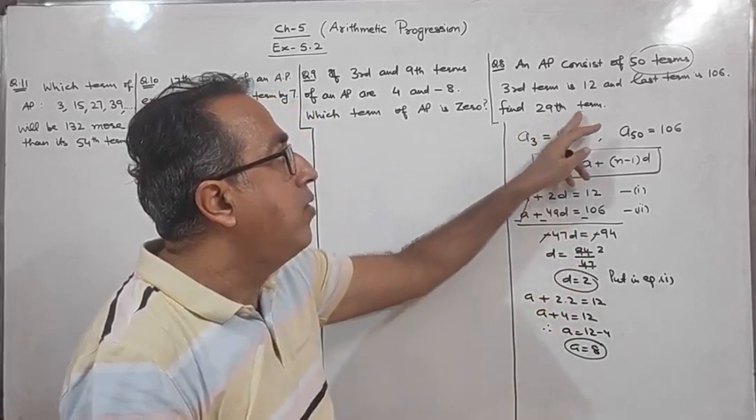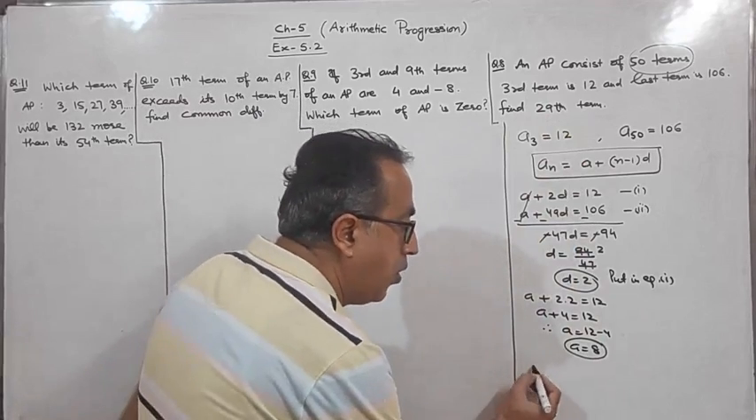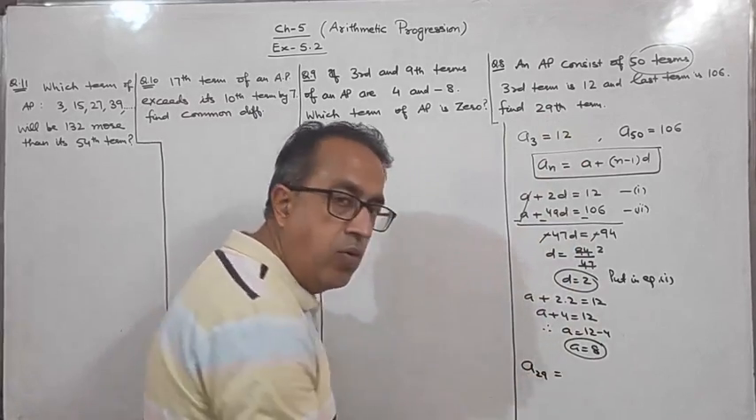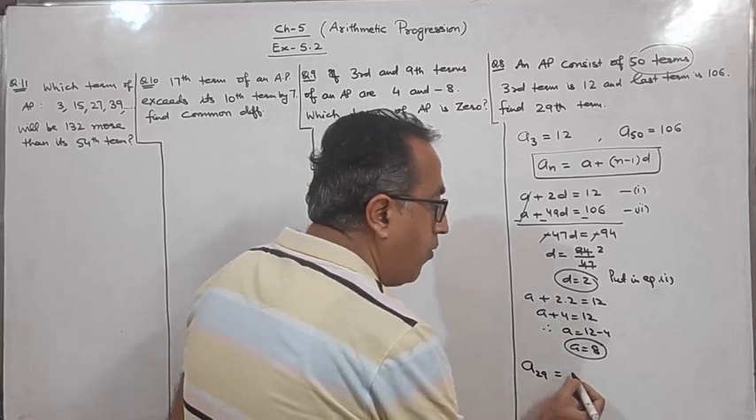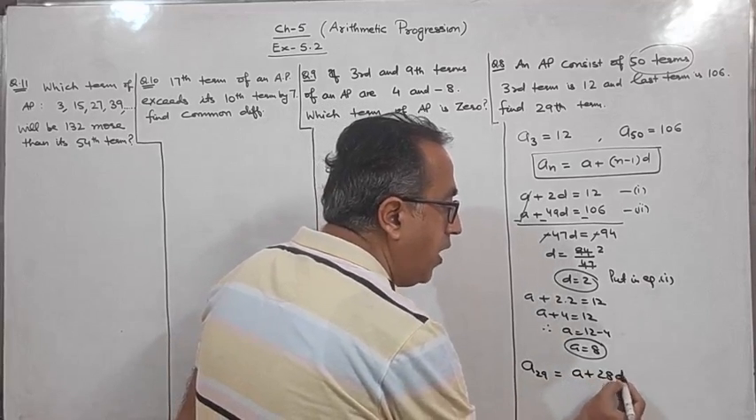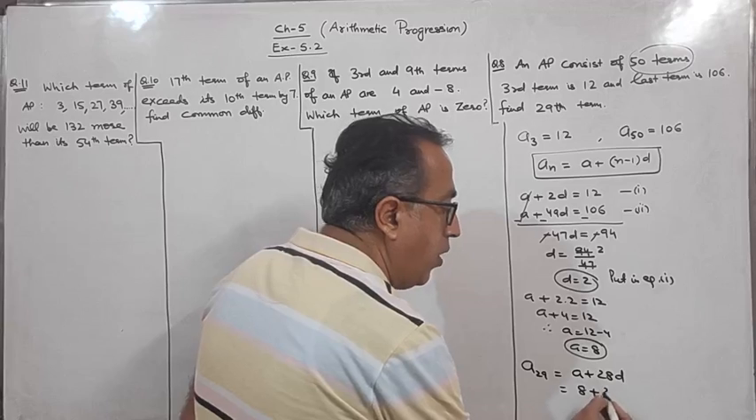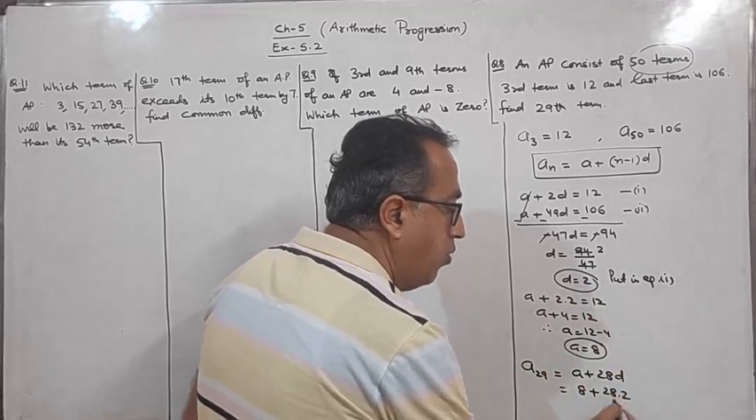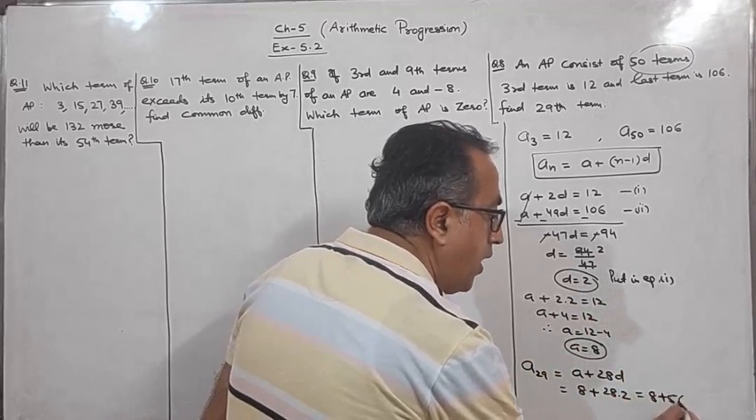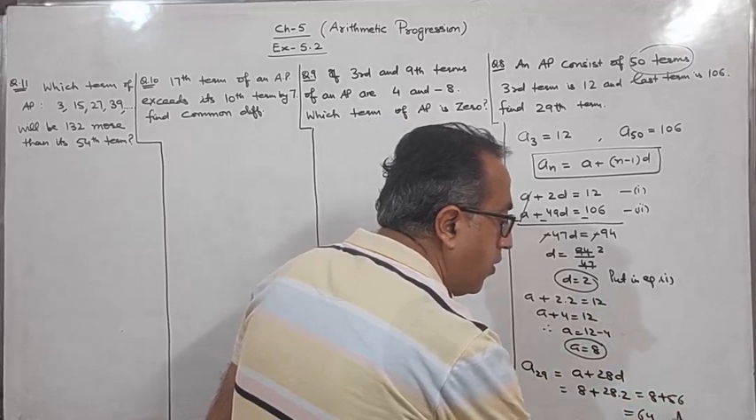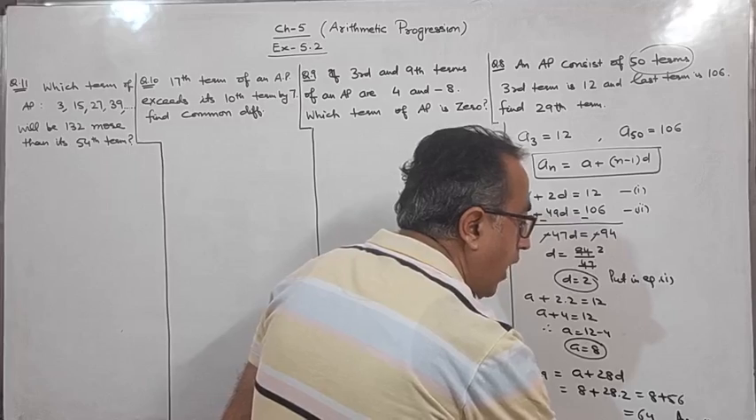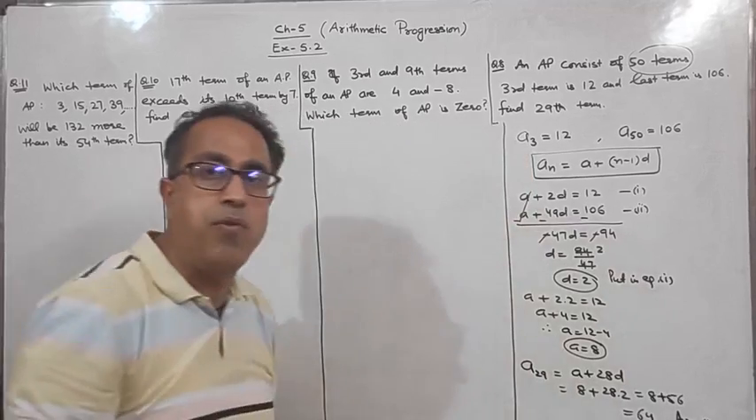Now we have to find out the 29th term. The 29th term means a29, the formula for which is a plus 28d. Put the values of a and d: 8, and 28 in place of d is 2, 8 plus 56, it is 64. So this is the answer. The 29th term is 64.